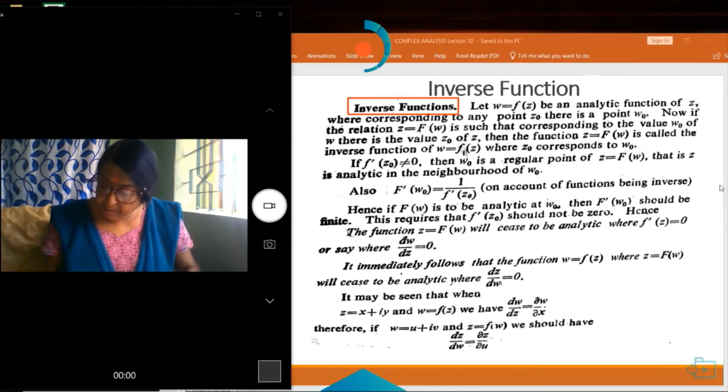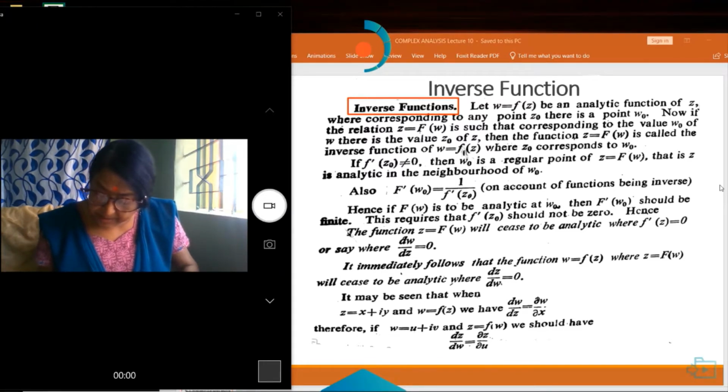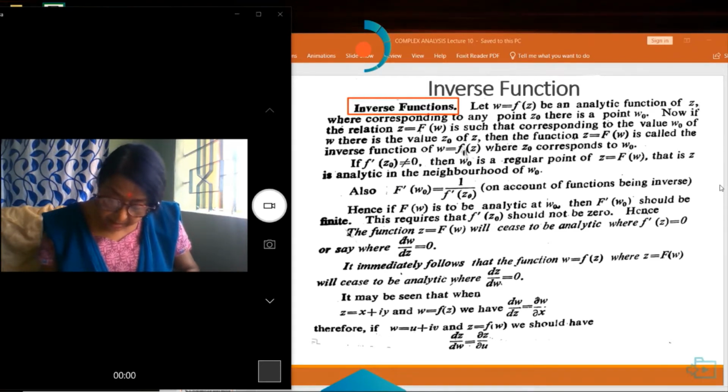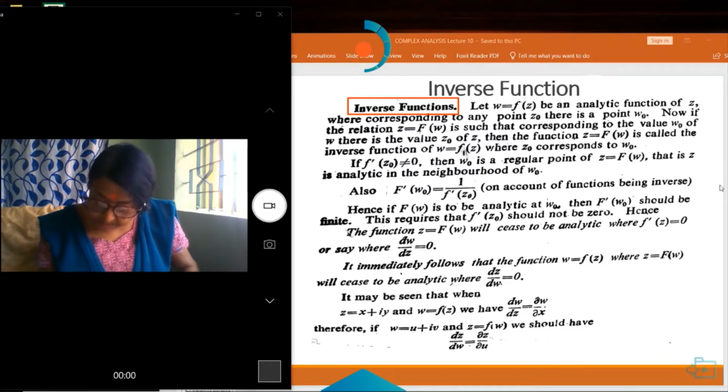Hence, if dw/dz = 0, the function z = f(w) will cease to be analytic, where f'(z) = 0. So w = f(z) and z = f(w) will cease to be analytic when dz/dw = 0.